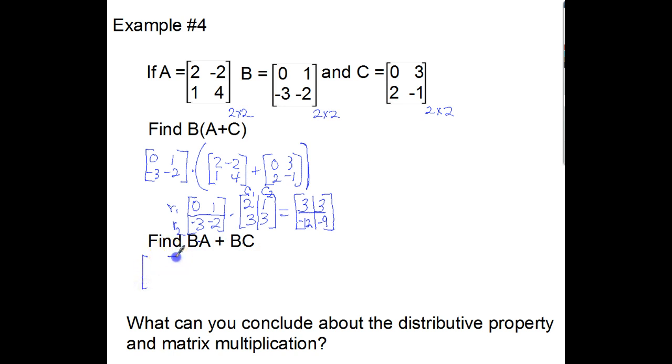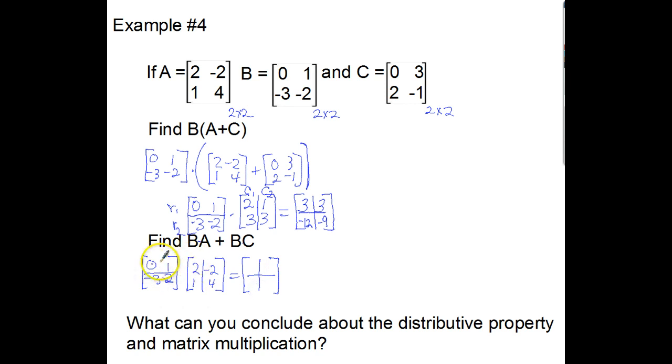Get the B matrix here: 0, negative 3, 1, negative 2, times the A matrix, which is 2, 1, negative 2, 4. We'll go ahead and do that, and then we'll come back and do the second part. So break that up into rows, break this up into columns, and make this a 2 by 2 answer blank.